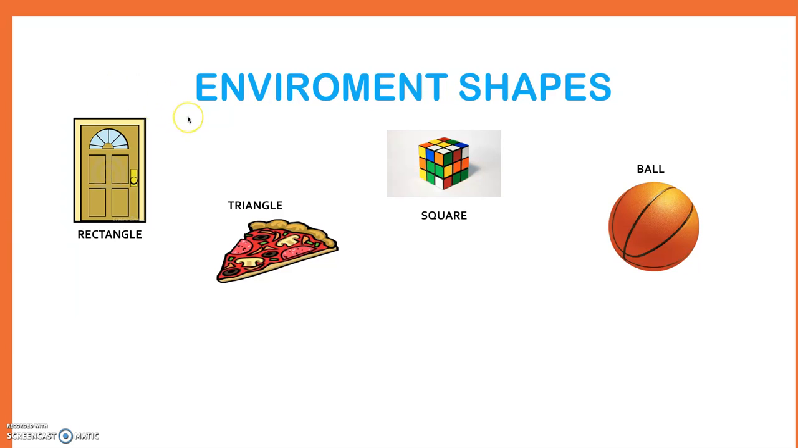Next, for our environmental shape, is a triangle. On this slide, we see that a slice of pizza, yummy, is the shape of a triangle. A triangle, remember, we talked about earlier, has 3 sides. Unlike a rectangle, where you have 2 small and 2 big sides, with a triangle, they're all the same, and there are only 3.